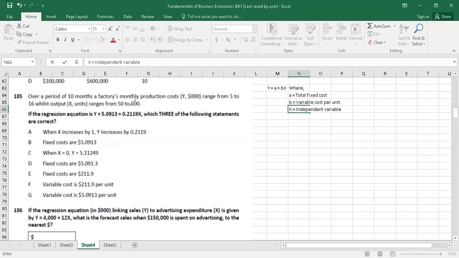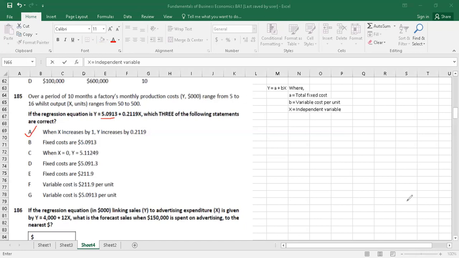So D is correct. Fixed costs are 5,000. Now we'll go point by point. Can A be correct? Yes, when X increases by 1, this one is constant. This one is also constant. When X changes by 1 into this particular value, this will not change. So Y will increase by 0.2119. So on that note, A can be correct.